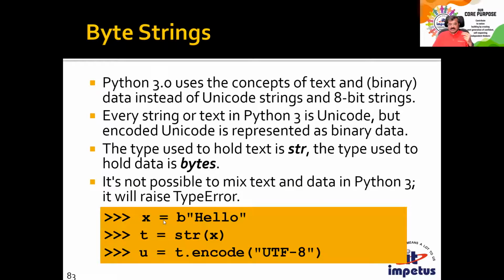So how do I create byte strings? It's not possible to mix text with byte data in Python 3; it will raise an error. So if I say B of hello, तो byte string बन जाएगा. और byte string को आपको text में convert करना है, तो you say str of x. So I can convert that byte string into text, and then we can encode that particular data and send it across. So let me give you a demonstration of the same.